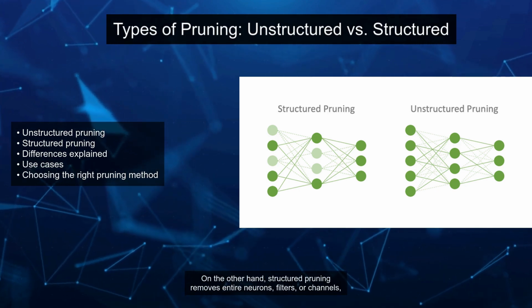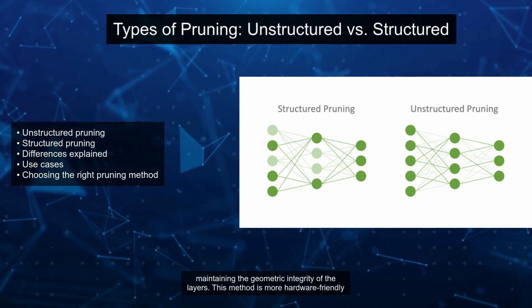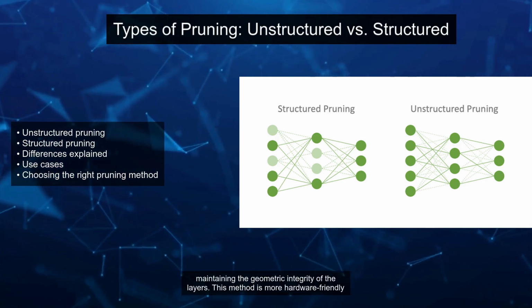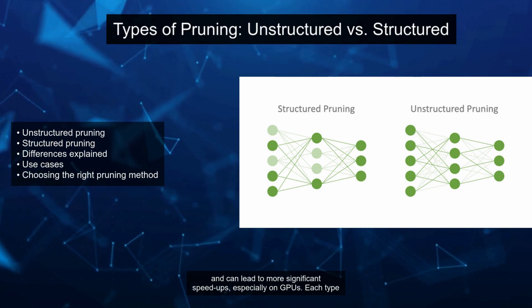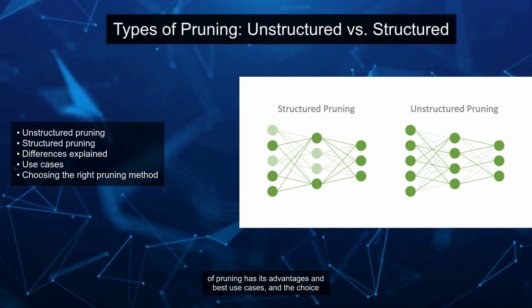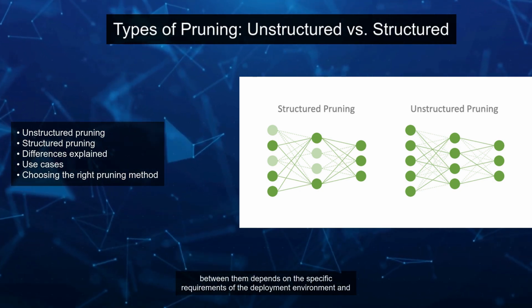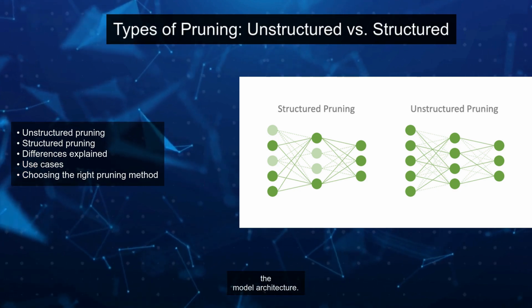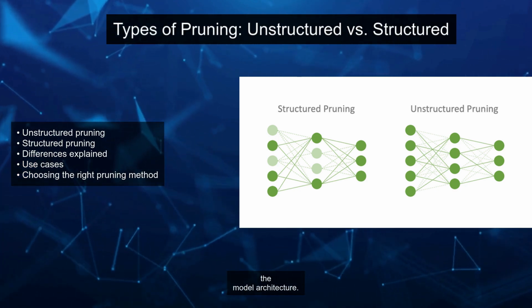On the other hand, structured pruning removes entire neurons, filters, or channels, maintaining the geometric integrity of the layers. This method is more hardware-friendly and can lead to more significant speedups, especially on GPUs. Each type of pruning has its advantages and best use cases, and the choice between them depends on the specific requirements of the deployment environment and the model architecture.